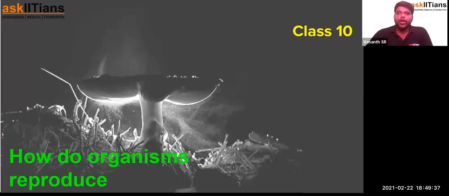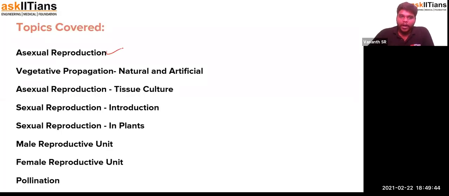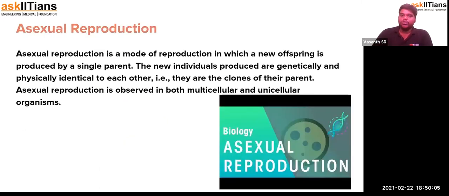Now I hope everybody can see. The topics that we are going to cover now are asexual reproduction, a part of it, which includes vegetative propagation, both artificial and natural, and tissue culture, and then sexual reproduction introduction, sexual reproduction in plants, male reproductive units, and then female reproductive units. After that comes pollination. We are going to study all these things in detail. So let's get on to the first one.